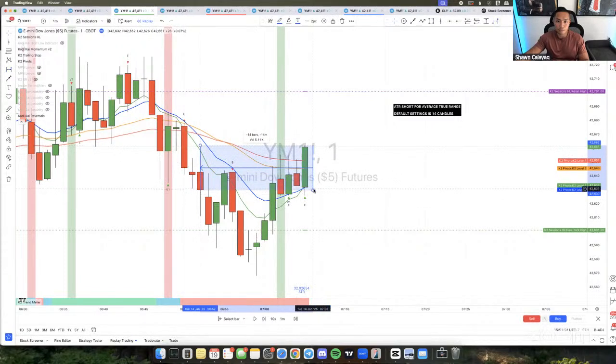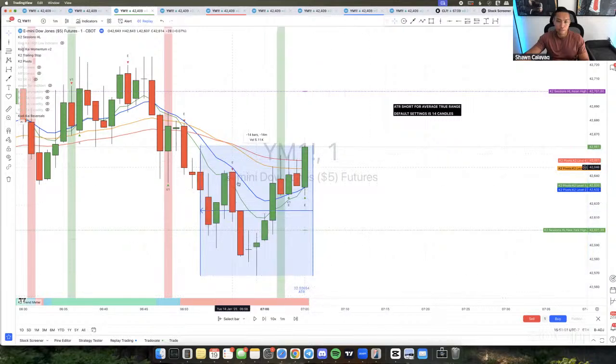It does a calculation for you, where it calculates the average of these candles right here. So it'll be like this candle moved this much, this candle moved this much, this candle moved this much, etc. And then it puts that number together and gives you the average. So this is what the volatility is for this specific time period, right?